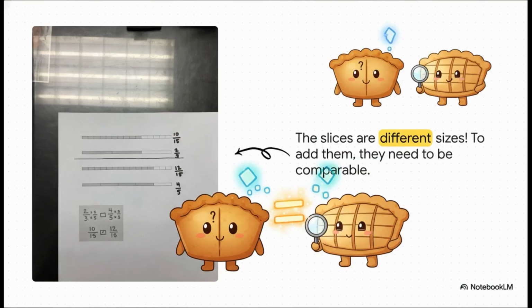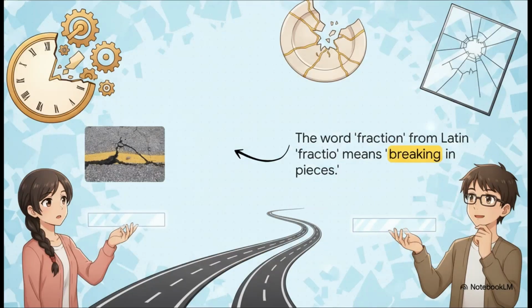And just look at this, it shows the problem perfectly. That piece that's 1/2 is obviously a different size than the piece that's 1/3. They're totally different units. So before we can even think about adding them, we have to find a way to re-slice them into pieces that are the same size. And here's a fun little fact for you. The word fraction itself comes from the Latin word fractio, which literally means to break into pieces. How perfect is that? We really are just dealing with the broken bits of a whole number.